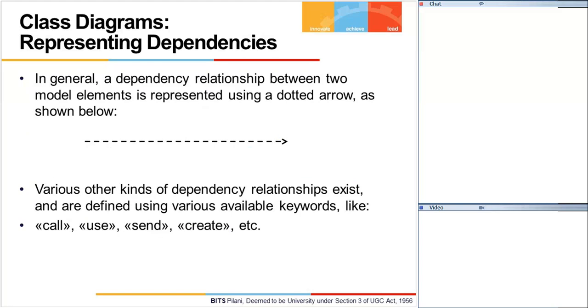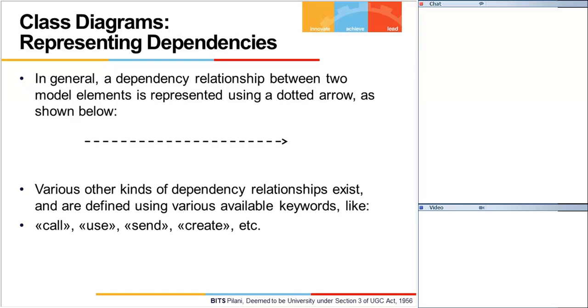The other kind of relationships are the dependency relationships between the various classes, right? How do we represent the dependency relationships? The dependency relationships are represented using a dashed arrow, as shown in this slide. On top of this dashed arrow, you represent the kind of dependency relationship it is, right? There could be a call dependency, a use dependency, a send dependency, a create dependency, an instantiate dependency, and there are many more.